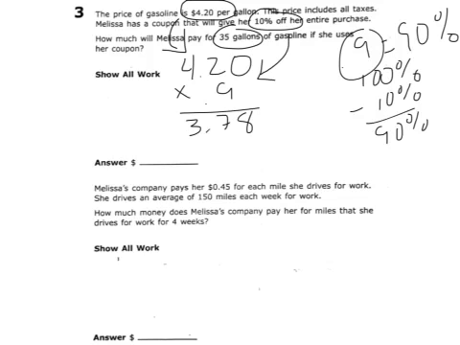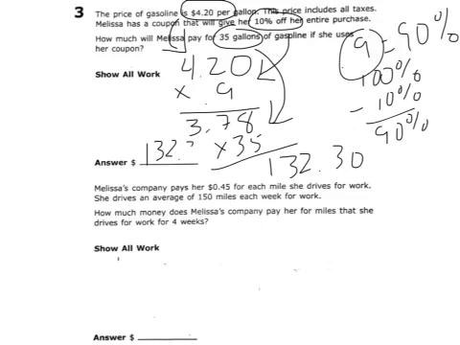Now that's a per gallon price at this point, and she's got to pay that for 35 gallons. So we multiply by those 35 gallons to get $132.30, and that's the price we put here, $132.30.